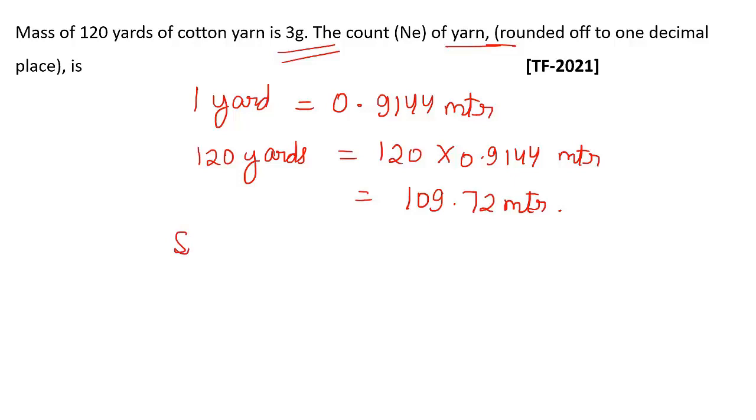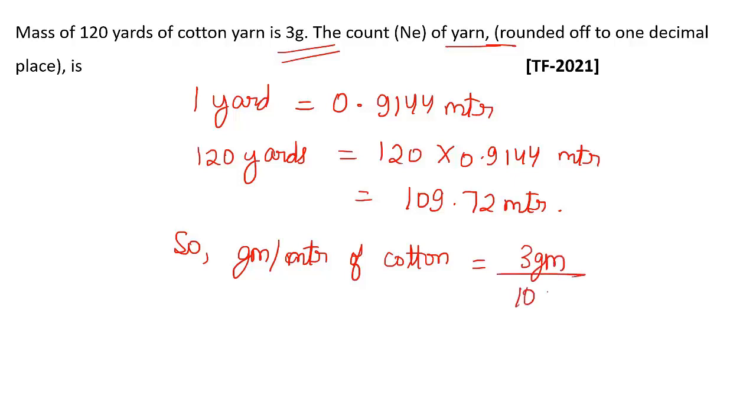So gram per meter of cotton would be gram is given as 3 gram per 109.72 meter. When you solve this, it will come out to be 0.0273. So you have calculated gram per meter of cotton.